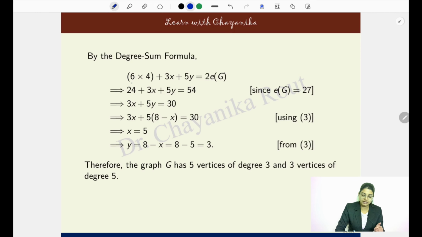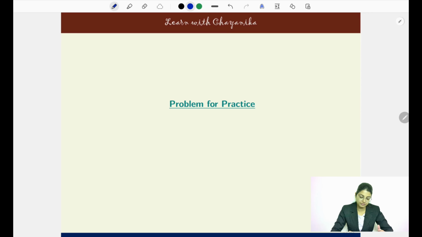So we have 6 vertices of degree 4 each, x vertices of degree 3 each and y vertices of degree 5 each. That sum gives us twice the number of edges by the degree sum formula. If we simplify this and use the previous equation of x and y, we can solve for x as 5 and we will obtain y as 3. So x, that is the number of vertices having degree 3, the count is 5 and there are 3 vertices having degree 5. Now we have arrived at the practice session.